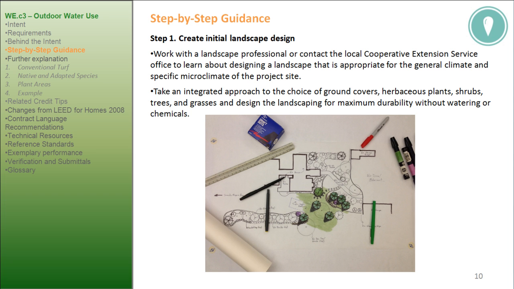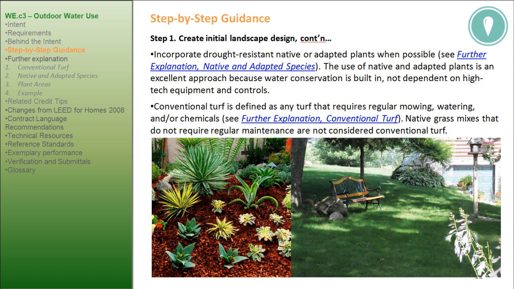Step-by-step guidance. Step 1. Create initial landscape design. Work with a landscape professional or contact the local cooperative extension service office to learn about designing a landscape that is appropriate for the general climate and specific microclimate of the project site. Take an integrated approach to the choice of ground covers, herbaceous plants, shrubs, trees, and grasses and design the landscaping for maximum durability without watering or chemicals. Incorporate drought-resistant native or adapted plants when possible.